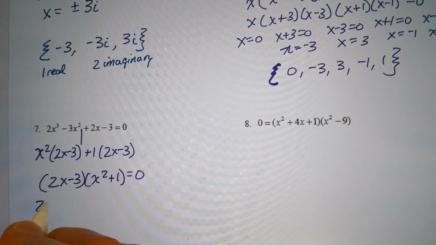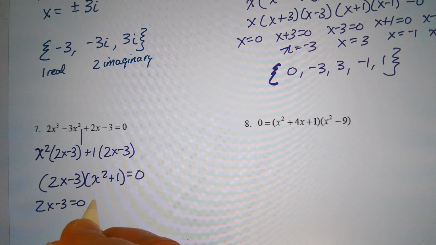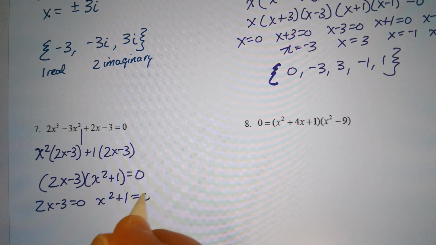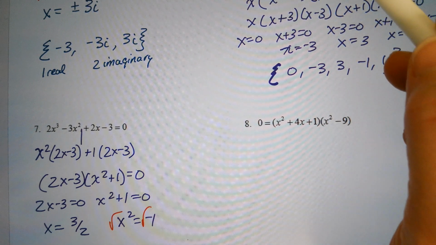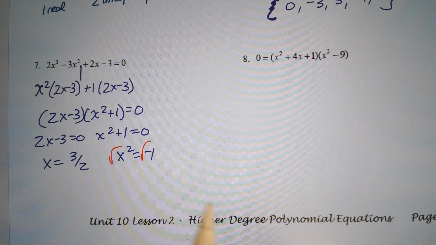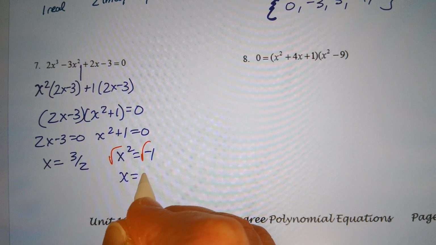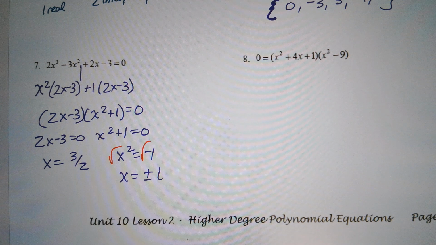Set each factor equal to 0 and solve. Adding 3, dividing by 2, subtracting 1, and then square rooting each side. Plus or minus i. So we have 3 solutions, 2 imaginary, 1 real.